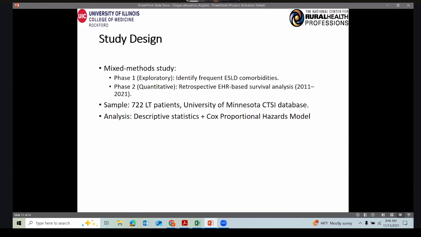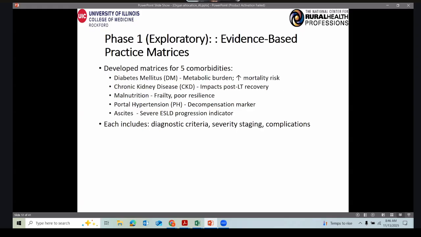In short, we can say that the design allows us to move from simply describing comorbidities to actually quantifying their impact on survival, helping us identify which factors are most critical to consider when prioritizing liver transplantation candidates. In phase 1, our goal was exploratory, as I said earlier, to develop what we call evidence-based metrics for key comorbidities that commonly occur in patients with end-stage liver disease.